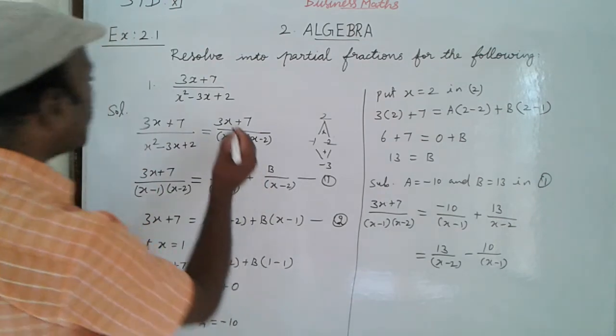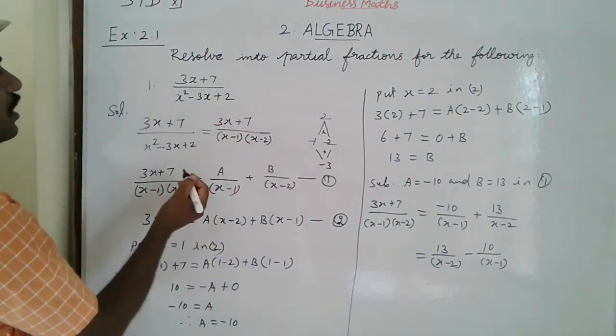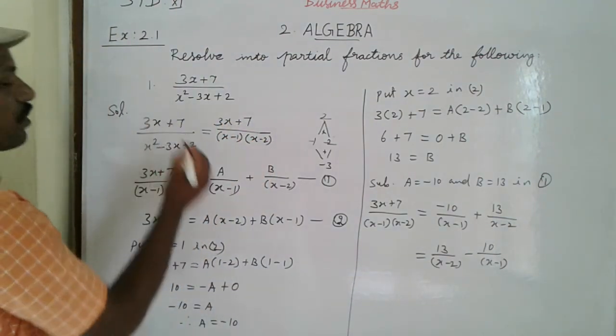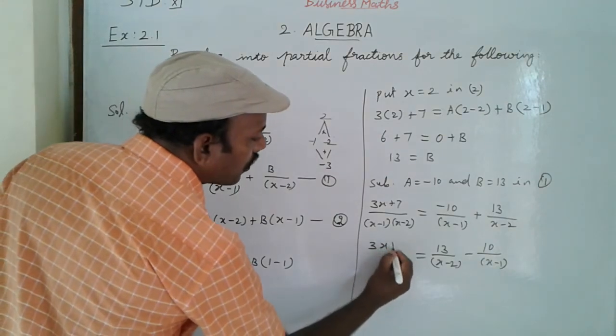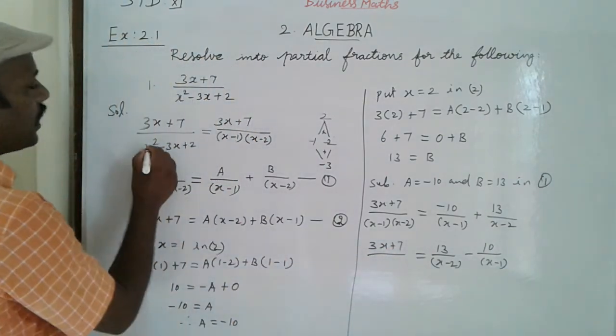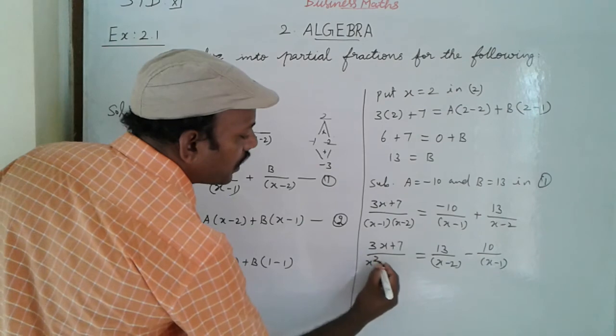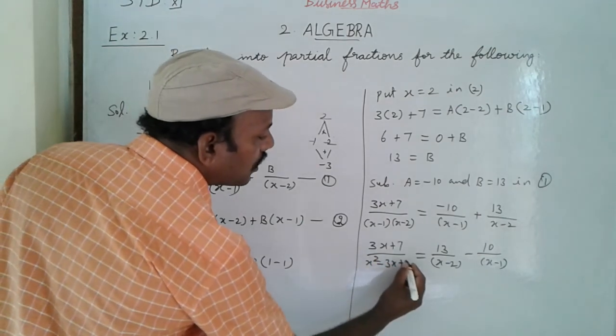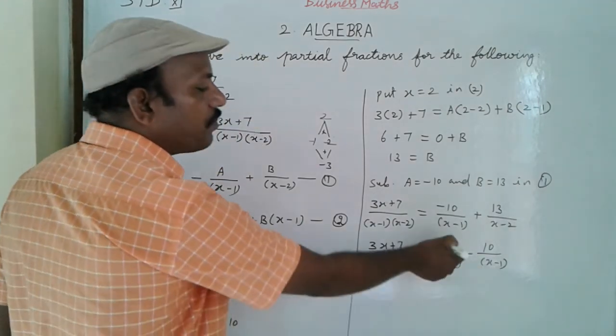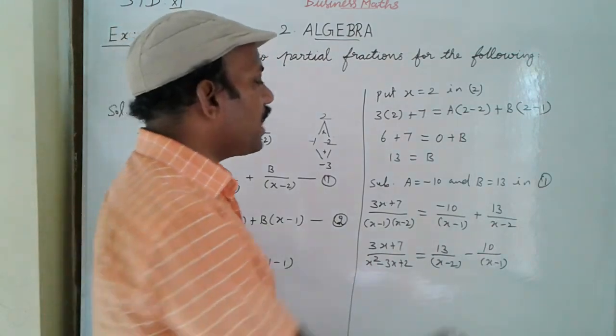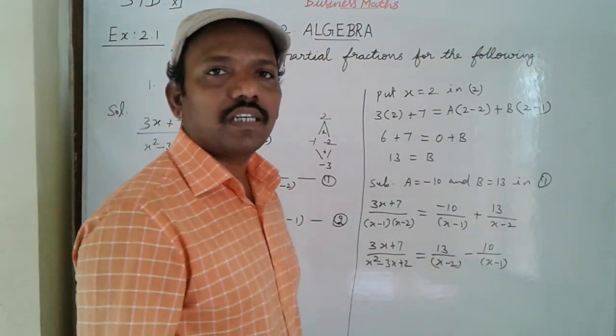We know that (3x + 7) divided by (x − 1)(x − 2) is (3x + 7) divided by (x² − 3x + 2). Its partial fraction is 13 divided by (x − 2) minus 10 divided by (x − 1). That's all.